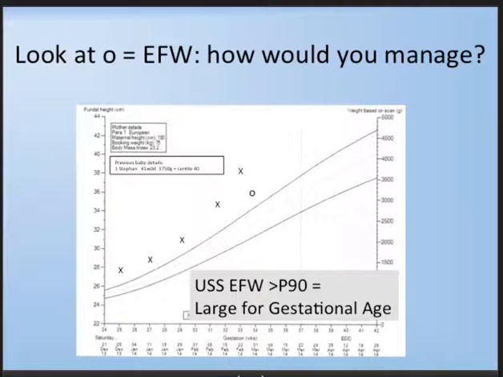Here is the ultrasound scan. The ultrasound scan estimated fetal weight plots well above the 90th centile. So per definition, this baby is large for gestational age. How would you manage that situation?